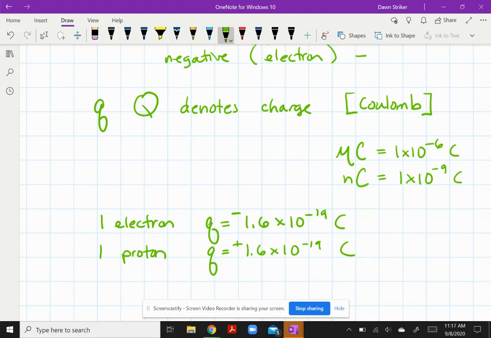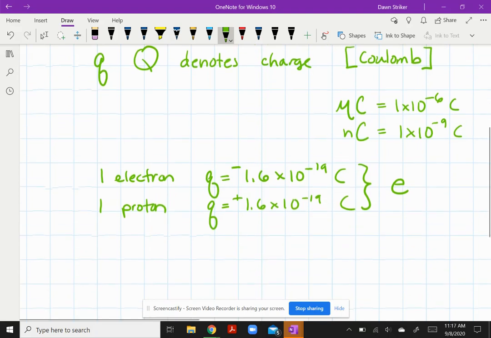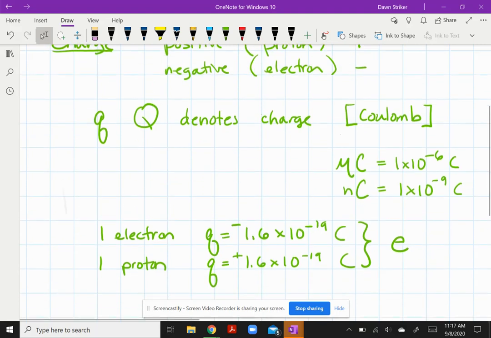You can't reduce charge to half of an electron or half of a proton. This is called the elementary unit of charge. You can't have half of that or a third of that or a fourth of that much charge. Charge comes in discrete quantities that are multiples of this amount. And so sometimes we use the symbol e to mean fundamental charge. It could be positive if it's a proton, it could be negative if it's an electron. All right, and so that's what charge is.